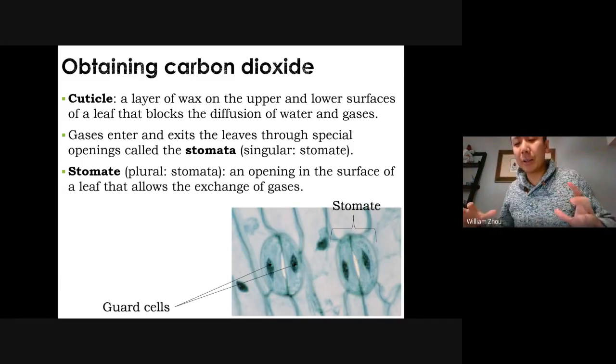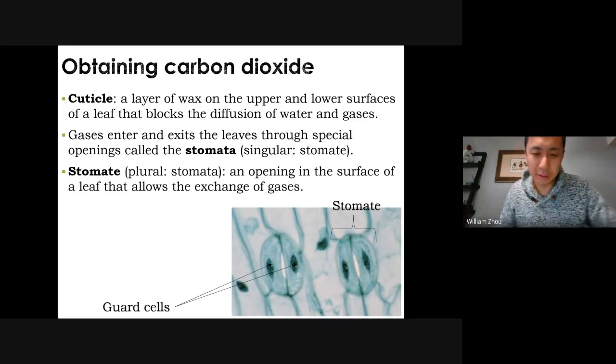When the guard cells are filled with water, they open up. When you're running out of water, you really don't want to lose any more water, so you close down. Okay, so that's how you control them.